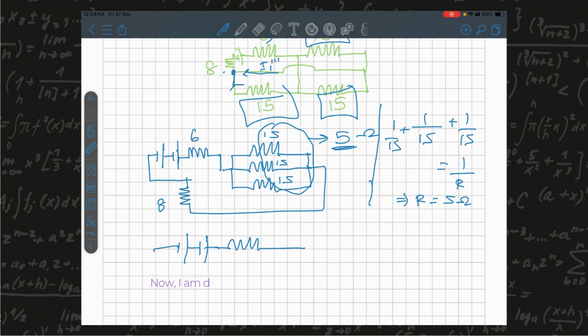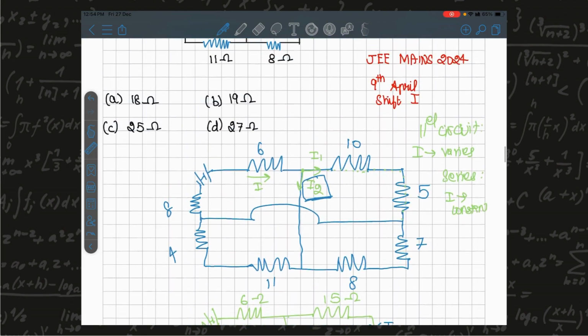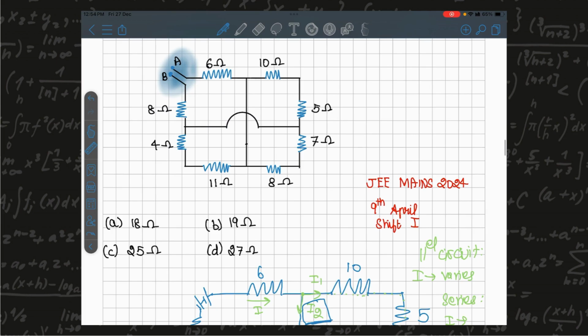6 ohms, 5 ohms and 8 ohms. All of these are in series, and this gives you 19 ohms. So that's the answer. The equivalent resistance at A and B. When you solve this whole question, that will be your equivalent for A and B. Okay. So the answer for this one is option B, 19 ohms.